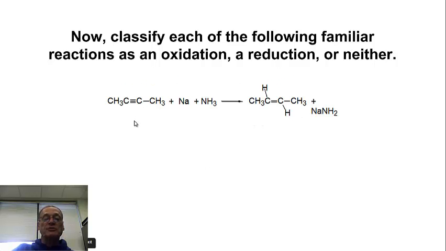This is a familiar reaction. It's one you learned back in the alkyne chapter. Remember, if you take an alkyne and react it with sodium and liquid ammonia, you add 2 hydrogens across the triple bond, it becomes a double bond, and you always get the trans isomer in that case. So that's a familiar reaction. See if you think that's an oxidation or a reduction or neither.